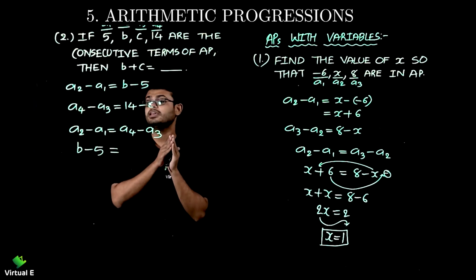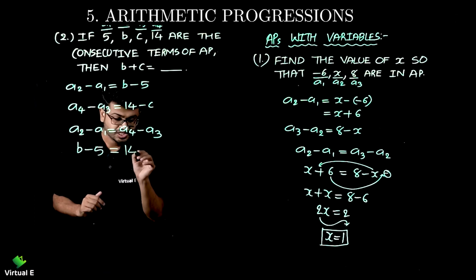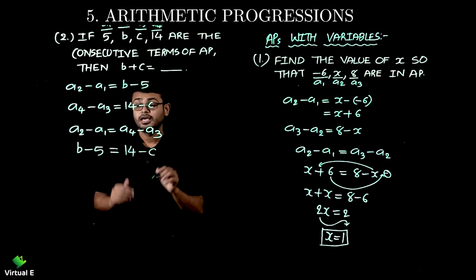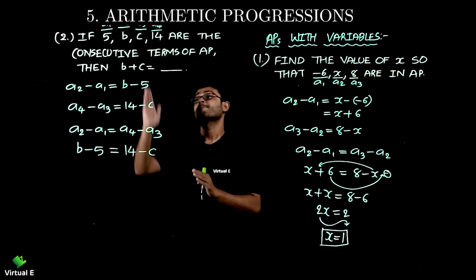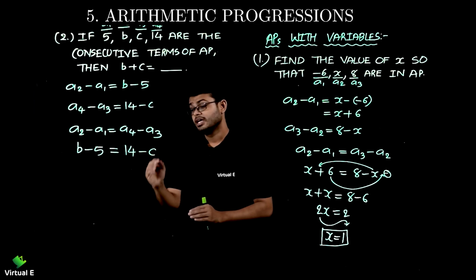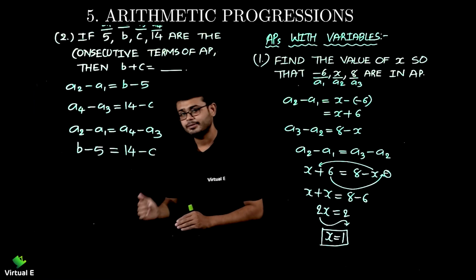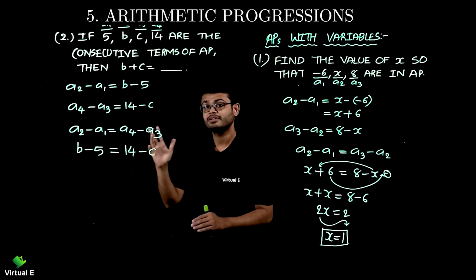A4 minus a3 is 14 minus c. So 14 minus c. Now see over here, we want b plus c. We need to take c over that side. Simple. Then b and c will be together.